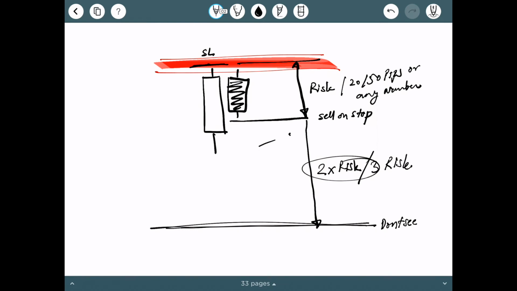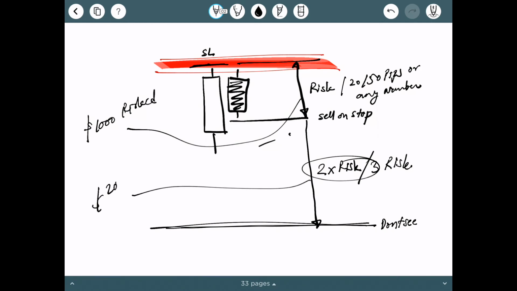So for example, if you have, let's say, $1,000 risked, you need to make at least $2,000 to $3,000 in 3 to 4 days. That's how the professionals trade the inside bar at a key level.